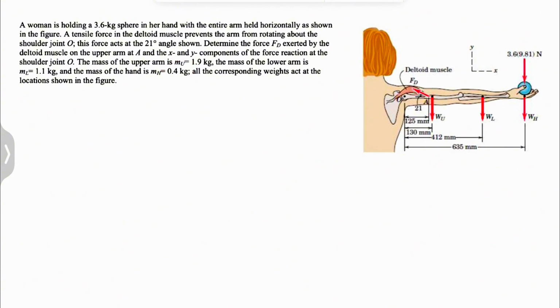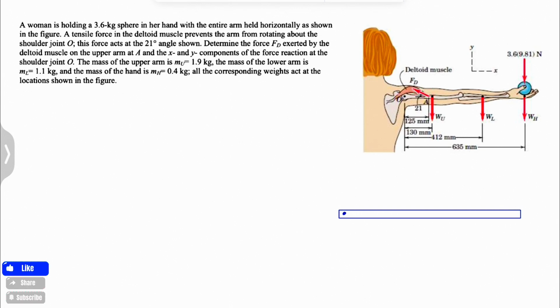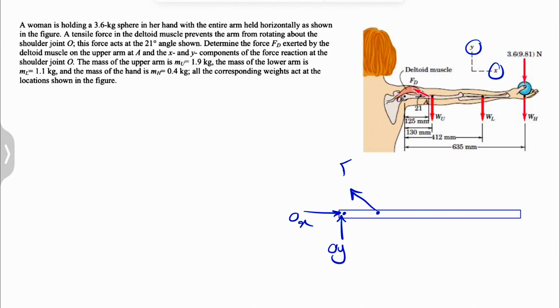So we are asked to find three different unknowns. We're going to start with the free body diagram. Since we know it's horizontal, let's just consider something like this, horizontal in here. We have a joint at point O. We're going to consider two forces in here, Ox and Oy, and we have the x and y axes in the figure. So we have the force Fd, which is our third unknown, which again we know makes 21 degrees in here.